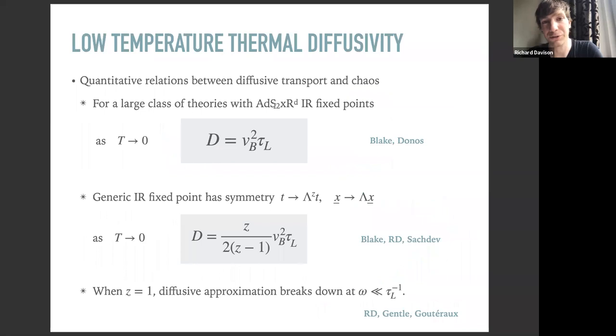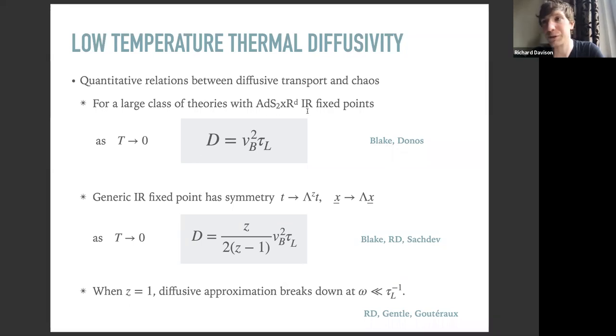For a large class of theories that have in the IR AdS2 fixed points, like, for example, the Reissner-Nordström black hole, what you find in the limit of zero temperature is that the diffusivity is given exactly by v_B squared times tau_L. So what this is telling you, in the context of what I described before, is that at this particular wave number, first order hydrodynamics is just exact, and all corrections to it identically cancel one another out.